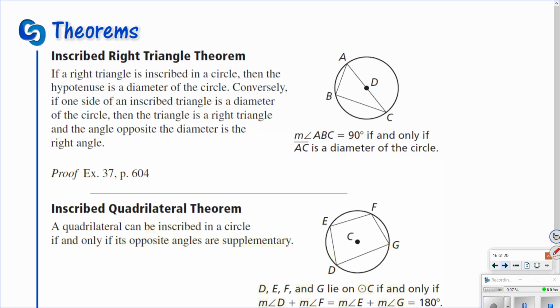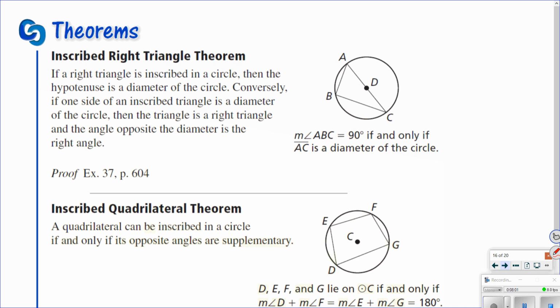Okay, here's your last two theorems for this section. The first one says this, and for both of these I'm going to explain why they work, and hopefully they make sense. Make sure you add them to your notes. The first one is the inscribed right triangle theorem, and what it says is this: if a right triangle is inscribed inside a circle, then the hypotenuse is the diameter of the circle. By the way, when you say an angle is inscribed, it means the vertex is on the circle.